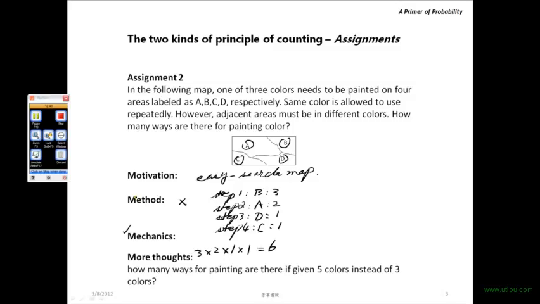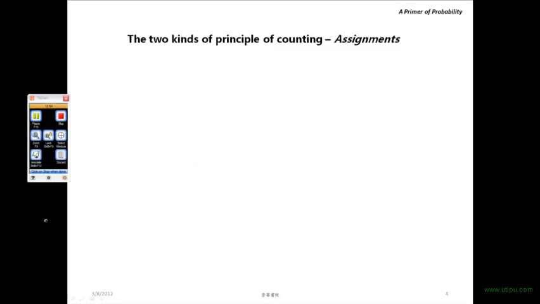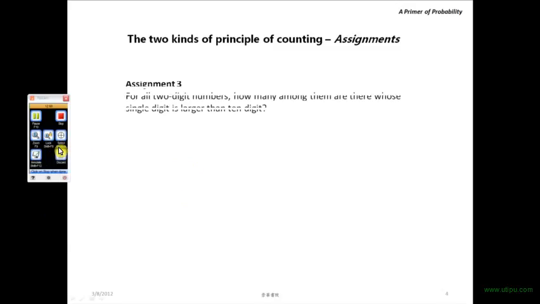Now let's turn to our last assignment. For all 2-digit numbers, how many among them are there whose single digit is larger than the 10 digit? We still follow the 4M approach. Unlike the previous 2, this one's a little bit abstract. However, we still try to use the 4M approach to address it.